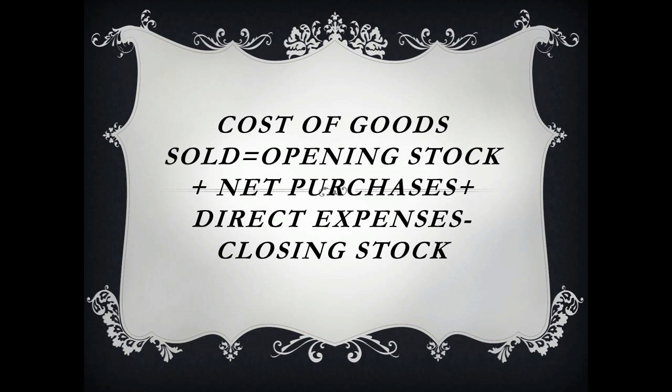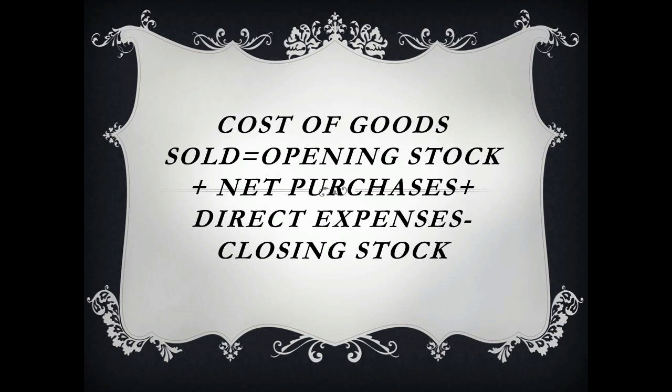In this video, we will discuss how to calculate the cost of goods sold. First, you can see the formula of cost of goods sold. In this formula, you can see that there are four different types of things. First is opening stock, second one is purchases, third is direct expenses, and last is closing stock.